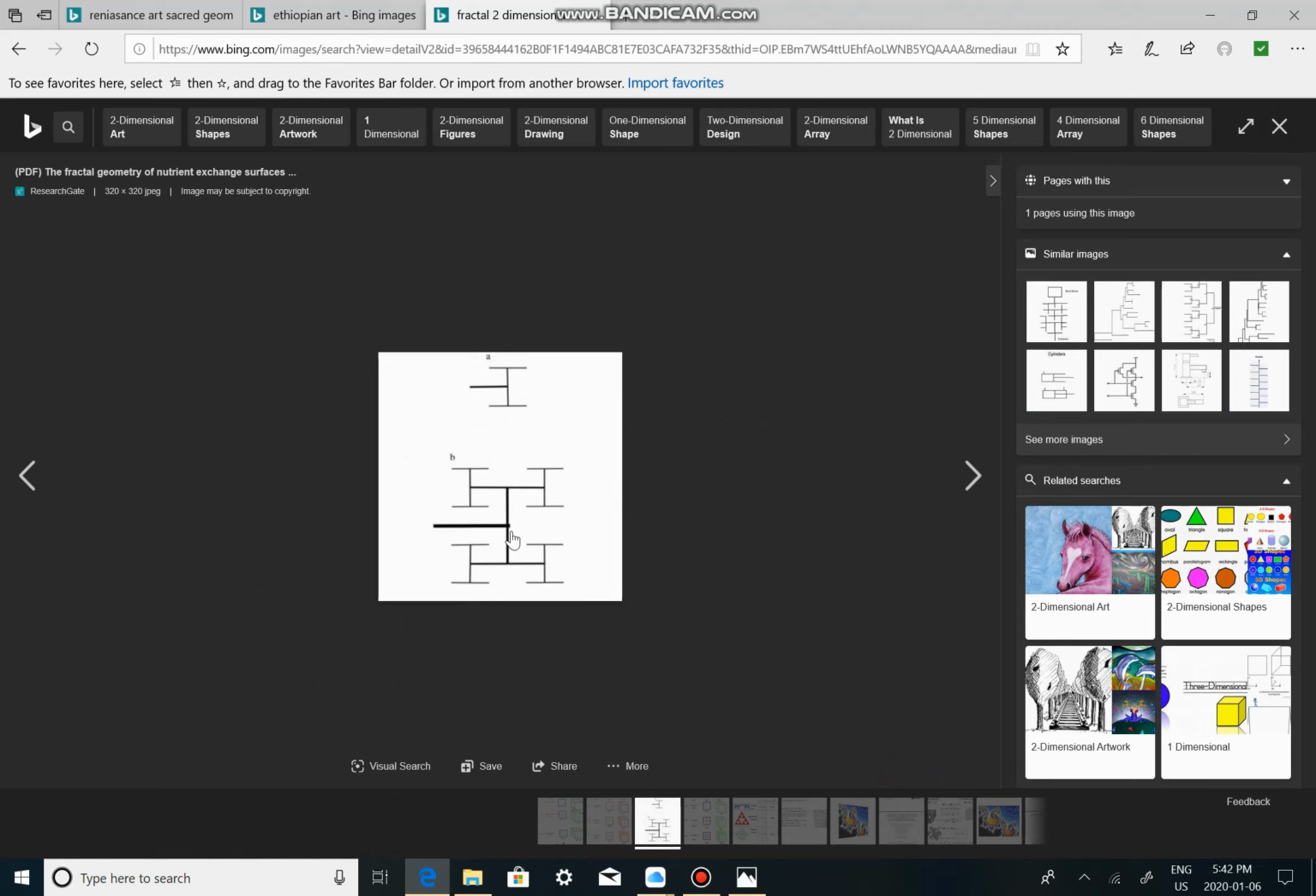But when you look at it from one angle, you just see one line here. If you're looking at it from this side, you see one line. You look at it from here, you see one line. Depending on your perspective, you're going to see one line.